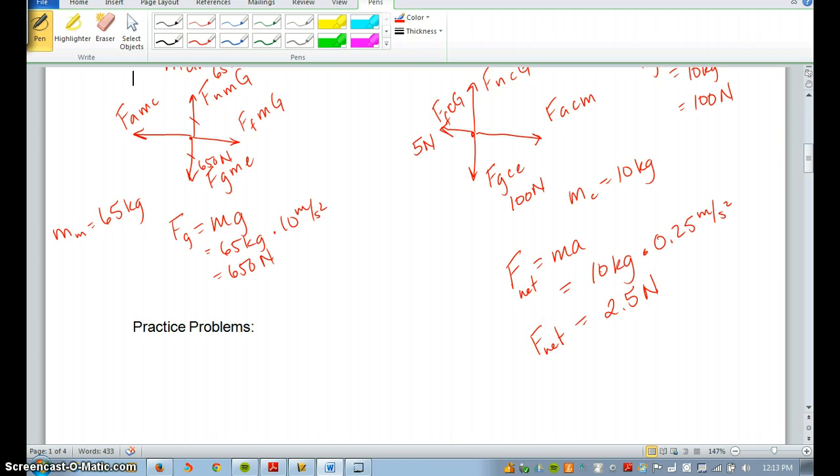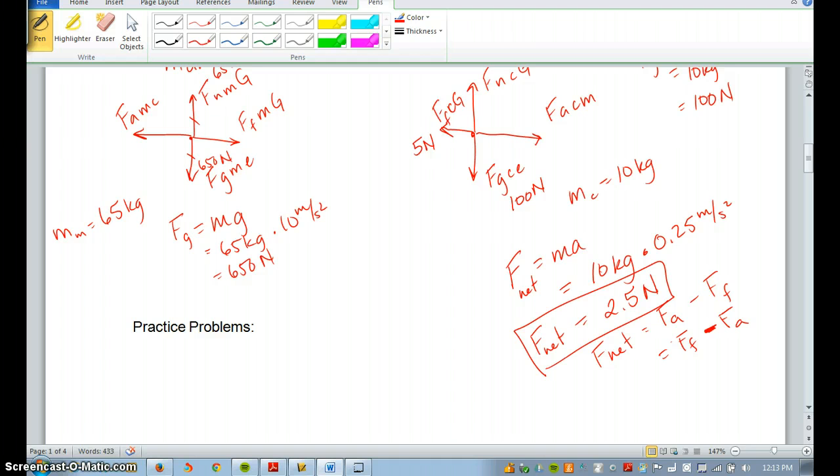Okay, so net force, remember, is force applied minus frictional force. Or you can say frictional force minus force applied. Makes no difference as long as you have a positive value. All right, so if I know that the net force is 2.5 newtons, right here, 5 newtons of force are being pulled this way.